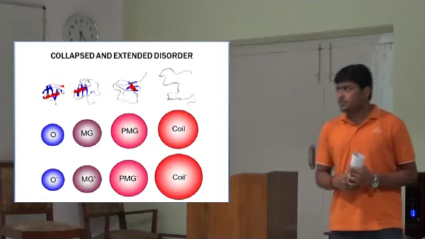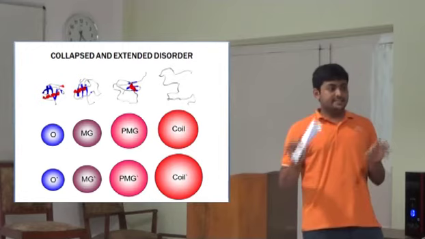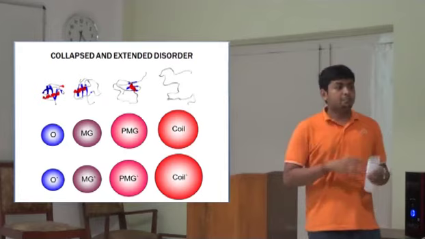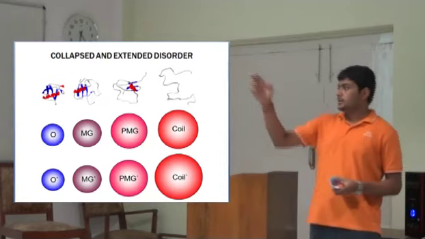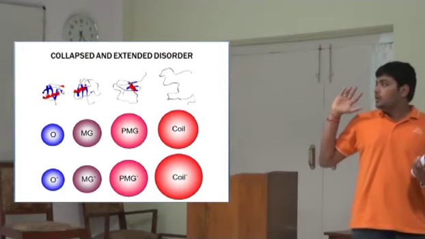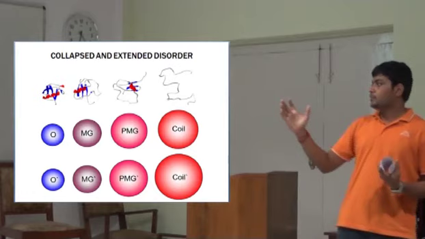The intrinsically disordered proteins can be classified into collapsed and extended disorder. These are broad classifications, because disordered proteins can be completely disordered or they can have some disordered regions in a particular protein. So here the ordered region, then the molten globule, premolten globule, and the coil structures are given. The molten globule is classified as collapsed disorder, and the premolten globule and the coil structures are extended disorders.